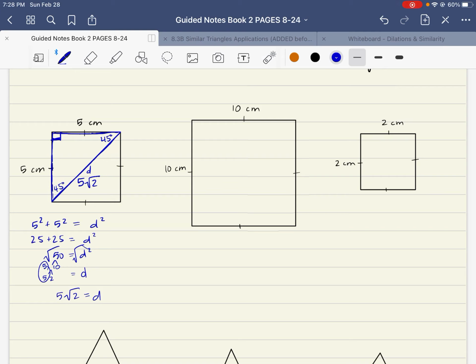Notice in my next one, if I want to create a 45, 45, I go from corner to corner, and this again creates a right triangle where this is 45 degrees.